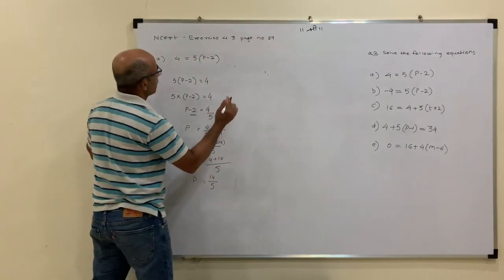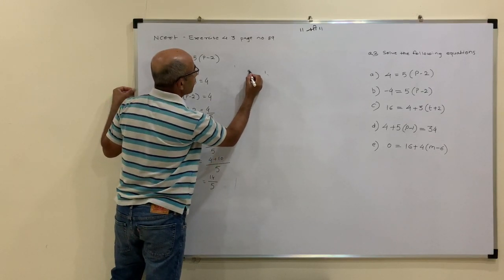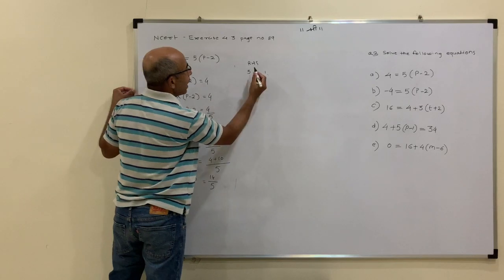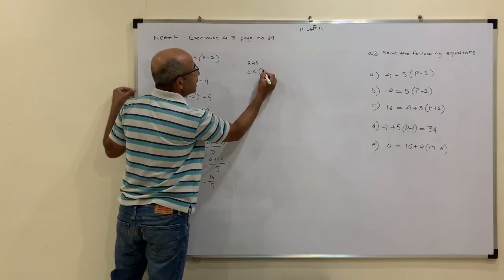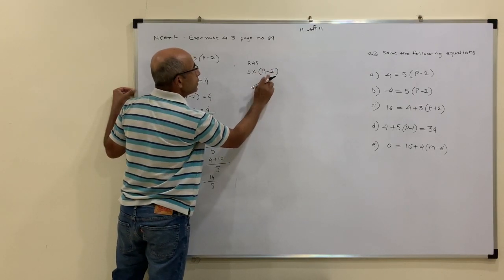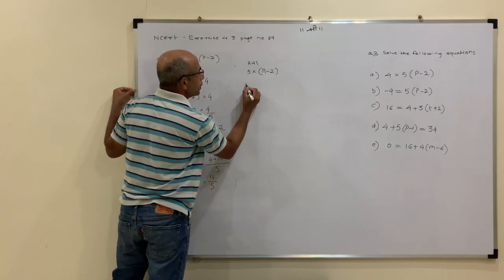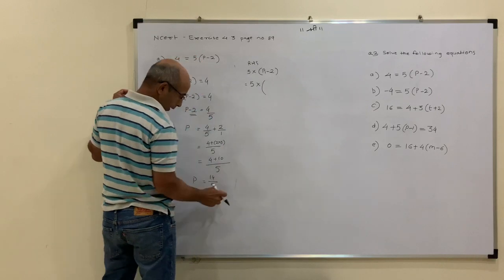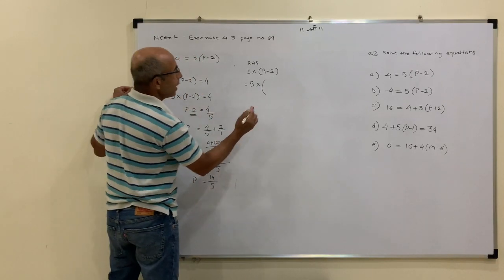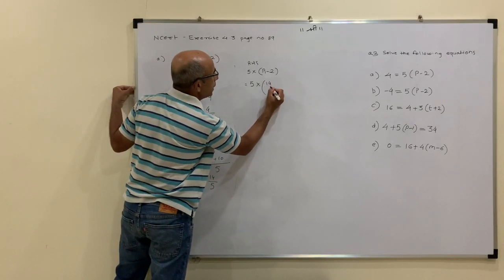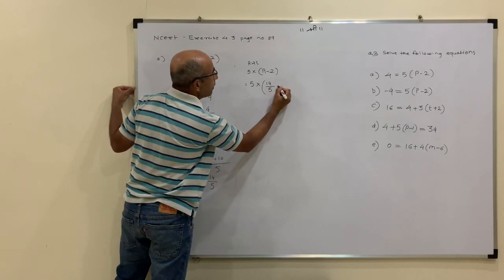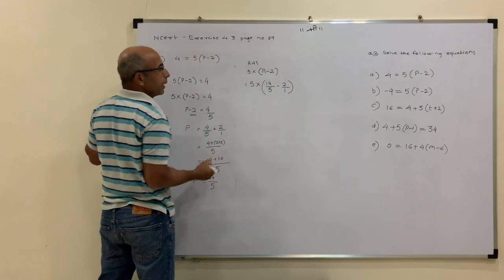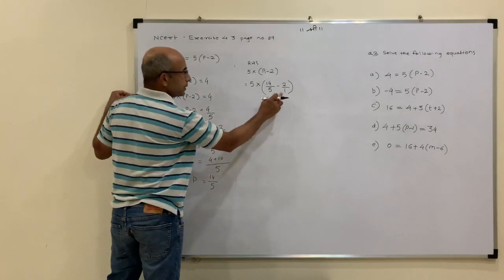Now let me rewrite it. My RHS of the problem is 5 into P divided by P minus 2. Now I'll substitute the value of P in place of P. The value of P is 14 divided by 5. So 14 divided by 5 minus 2. There is nothing on the divided side, so I place a 1.